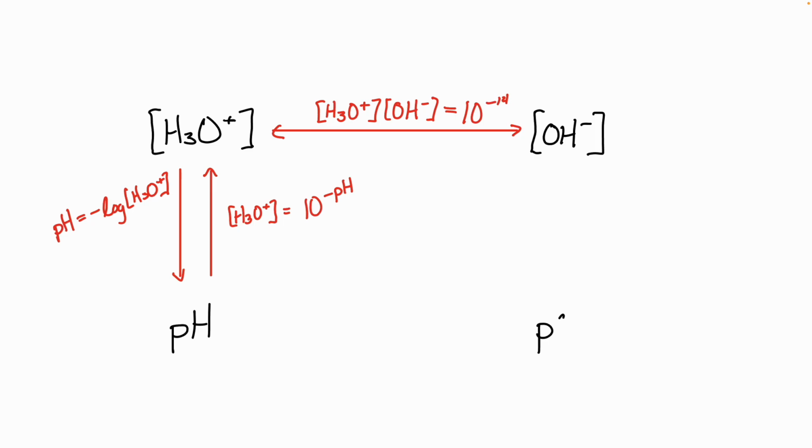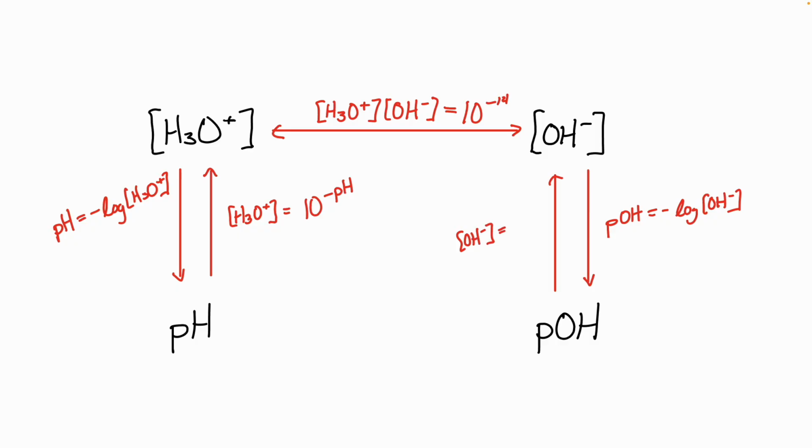And then we also talked about pOH, the analogy, but now talking about hydroxide concentration. We can convert from hydroxide concentration into pOH by using the same formula. pOH is the negative log of the concentration of hydroxide. Or we could go back using the inverse: hydroxide concentration is 10 to the negative pOH.